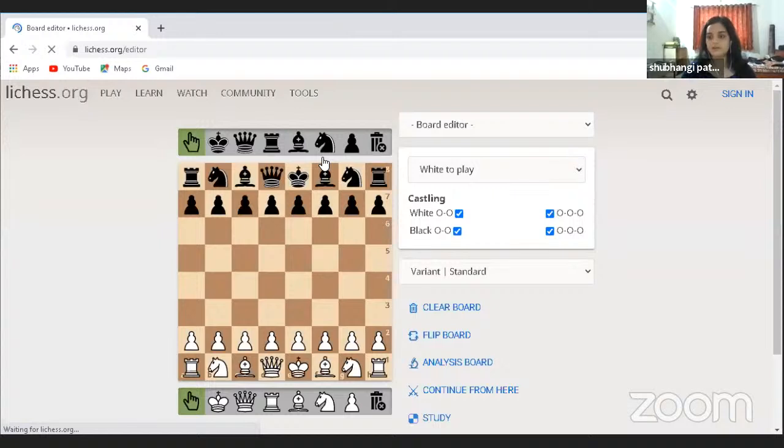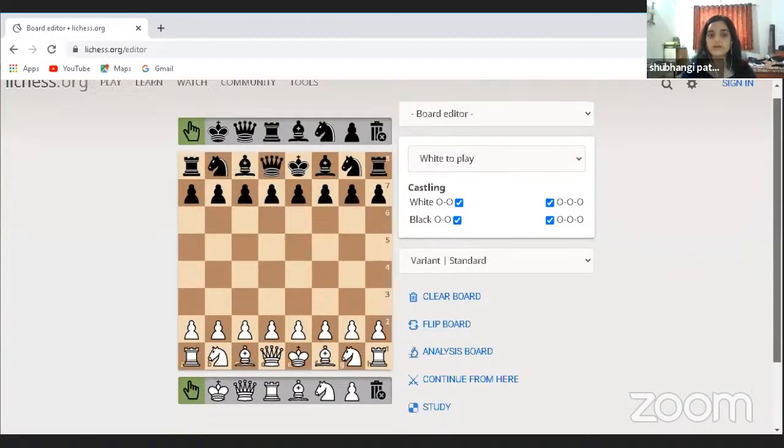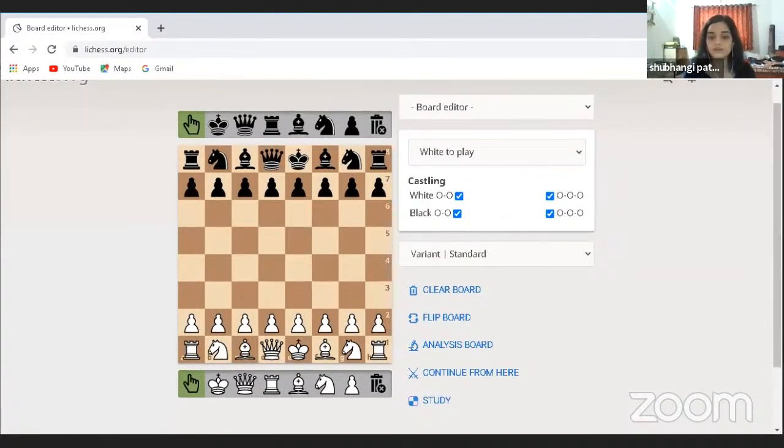Okay, yeah. So you can see this chessboard. Now make 2 columns on a copy, one for white and one for black. In one column write white and in the second column write black. Okay. So I'll be moving and you will be writing the moves. Okay. So shall we start? You have made 2 columns, one for white and one for black.